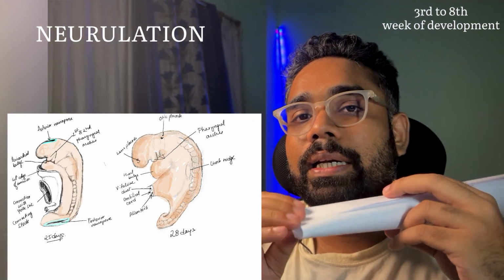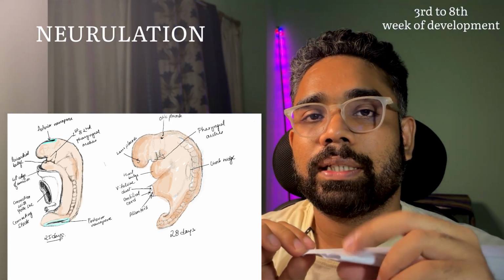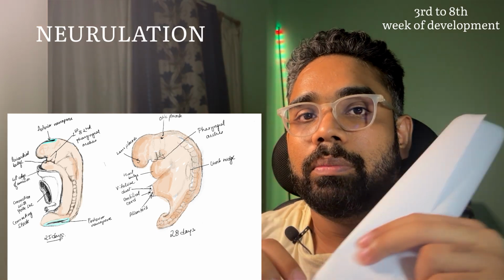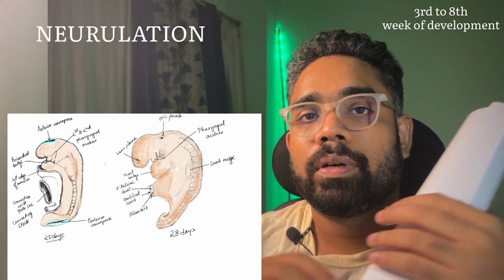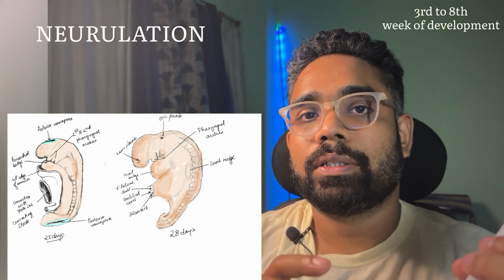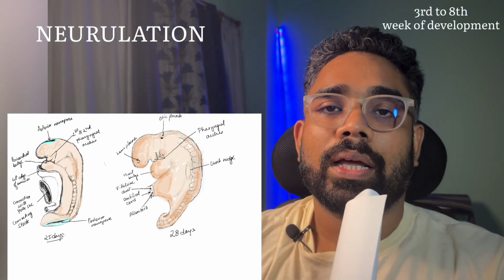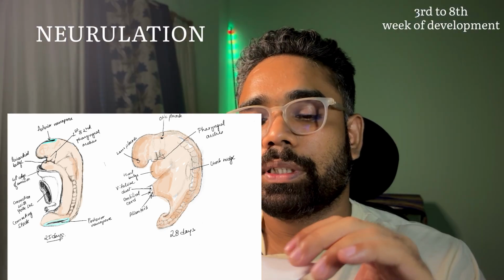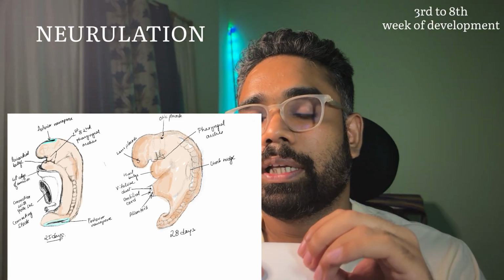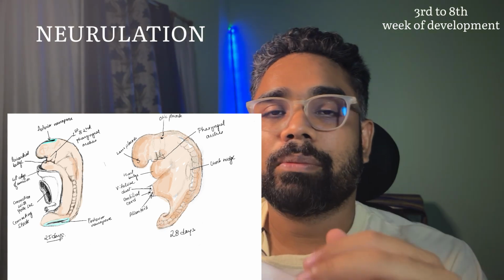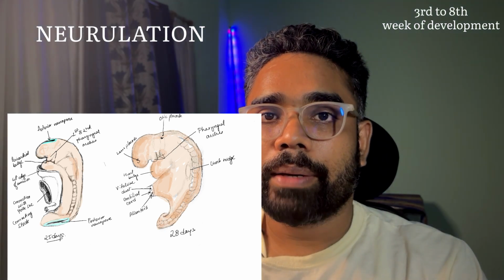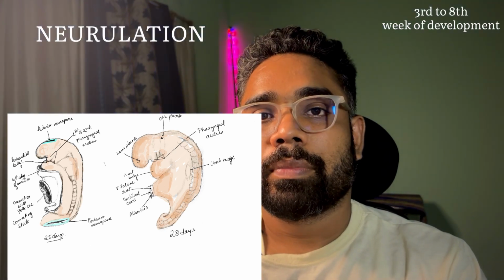So if the anterior neuropore doesn't close, there will be no formation of the brain, and there is a condition known as anencephaly. And if the posterior neuropore doesn't close, there will be formation of spina bifida. We'll be talking about them in the future classes.